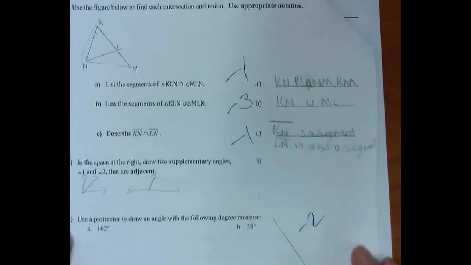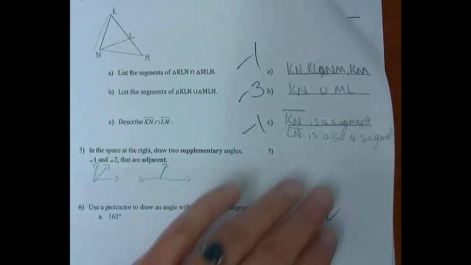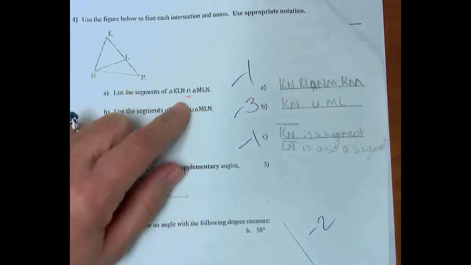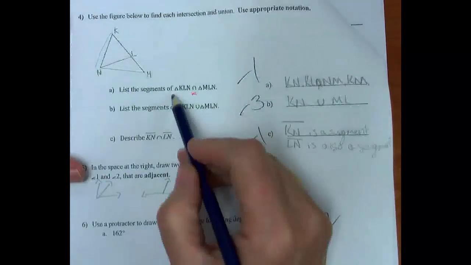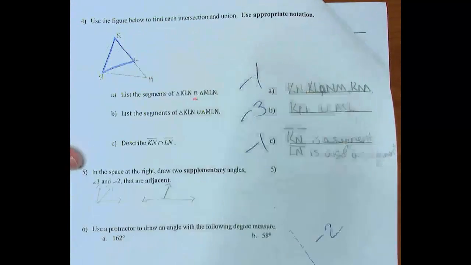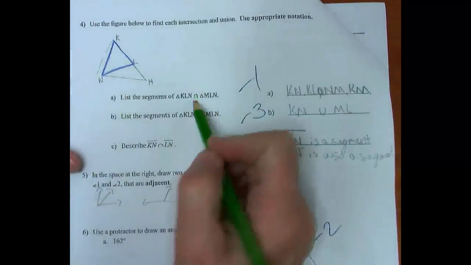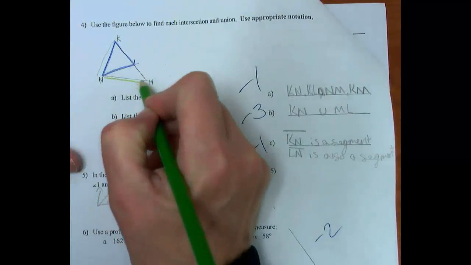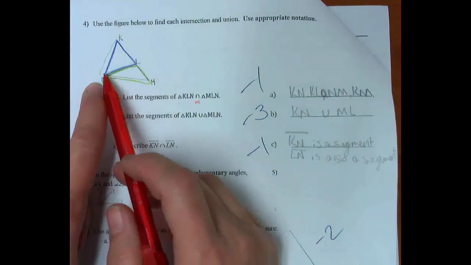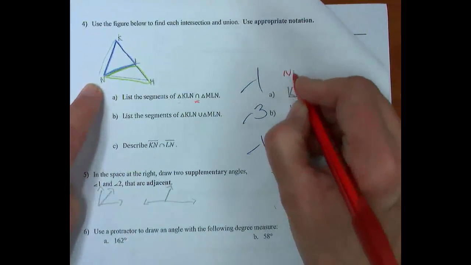Where your weaknesses are, first of all, intersection and union. This means what do they share? So this is triangle KLN, so that's this blue triangle here, intersecting with MLN. What do they have in common? And what they have in common is this segment NL, and that's it, NL.